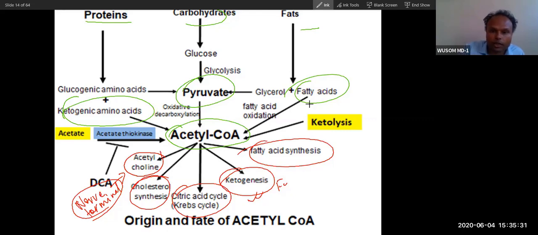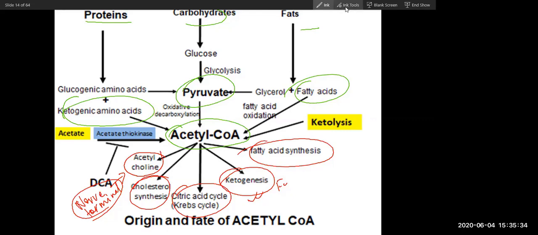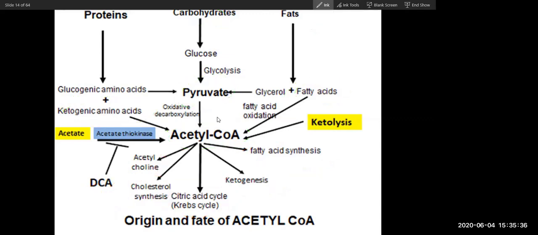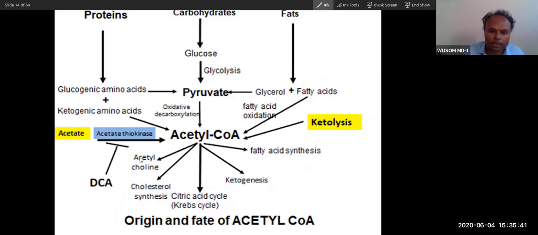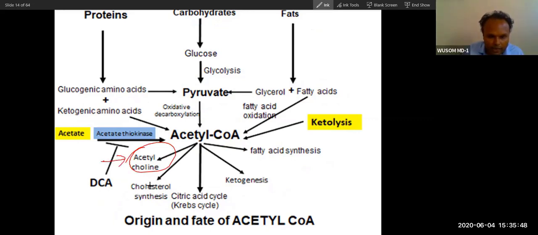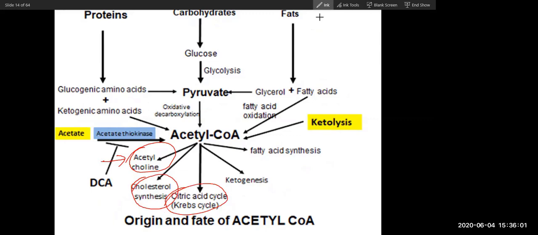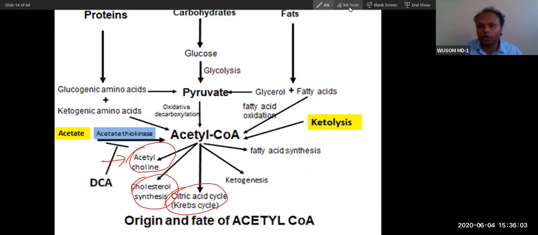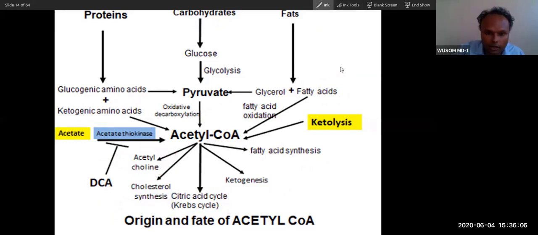Sorry, sir, is acetylcholine a fate in fed conditions or fasting conditions? No, it is always. Acetylcholine is synthesized always. It is not subjected to fed and fasting conditions, because this is not in liver. When we use the context of liver, then you can easily classify fed and fasting condition. It happens in the nerve terminal. So that is a good question. Actually, you are with me.